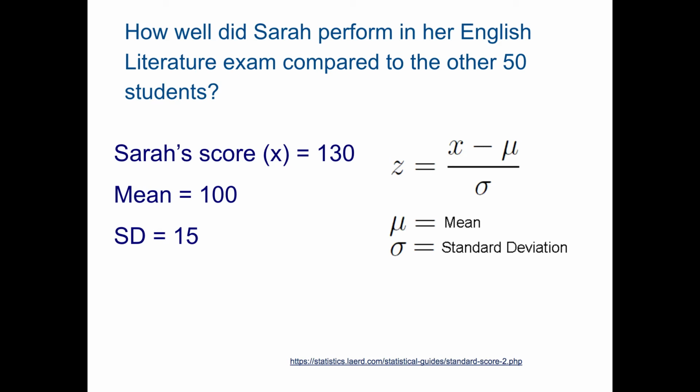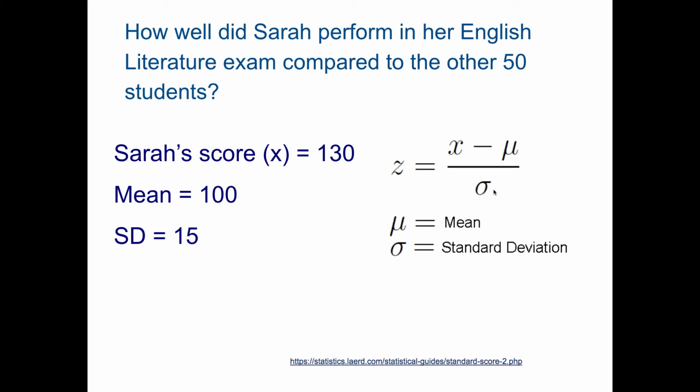Okay, so let's do an example of that. We have Sarah, who took a lit exam, and I want to know how Sarah performed relative to 50 other students who also took the exam. Sarah's score is a 130. The mean for the class is 100 and the standard deviation is 15. You'll never need to calculate a z-score, but this is how you would calculate it. Z-score equals the score, the individual student score in this case, minus the mean, over the standard deviation.